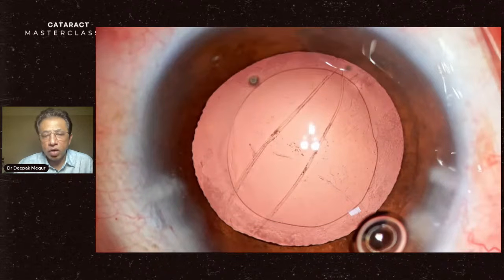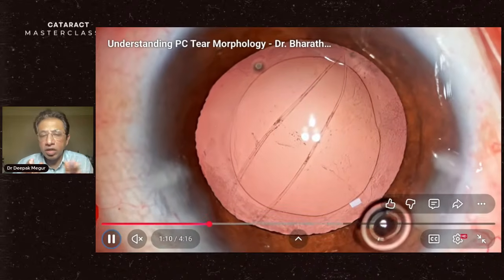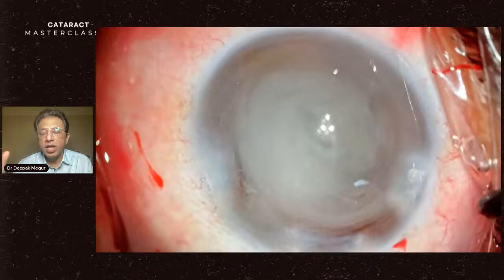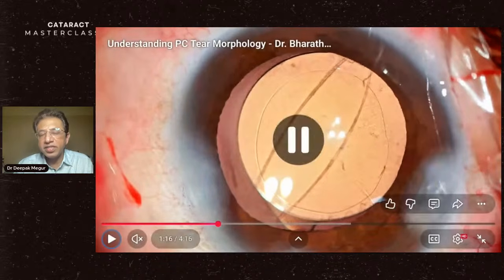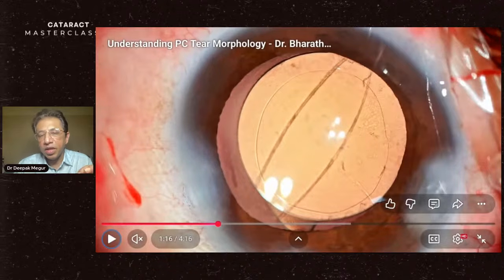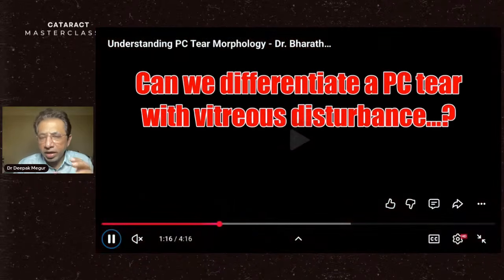Just by looking at the posterior capsular tear, when we look at it, it has two distinct edges, but they're not splayed wide apart. When they're not splayed wide apart, you can fairly conclude that this is an isolated posterior capsular tear. It does not involve anterior hyaloid rupture. When you look at the margin of the posterior capsular tear, it tells a story.